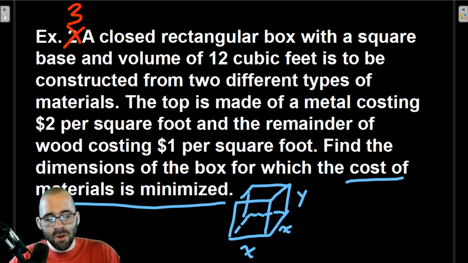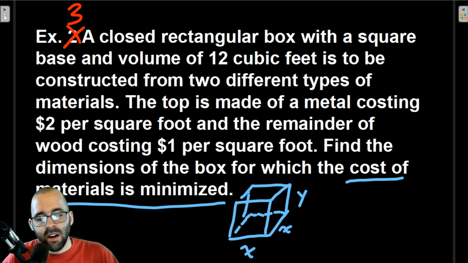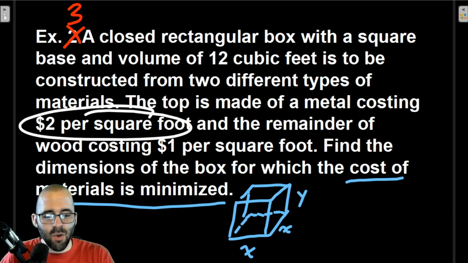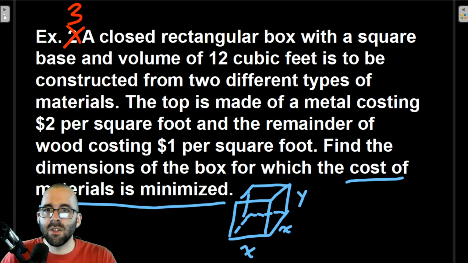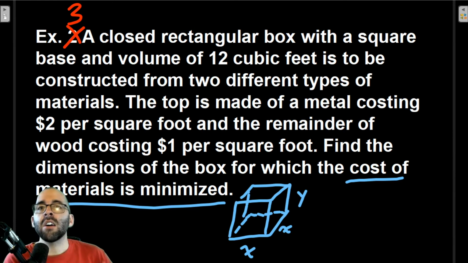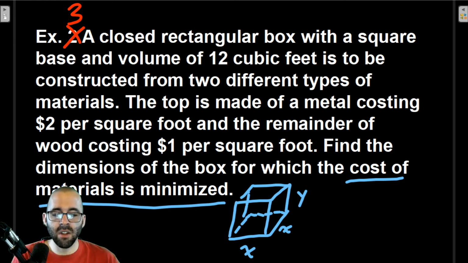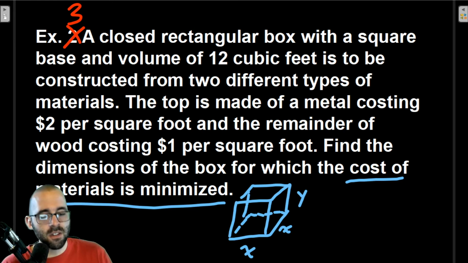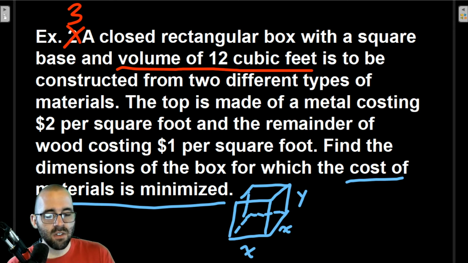So a couple things might jump up as requirements. We have cost. Oh, wait. Cost can't be a requirement, right? Cost is cost. We've already talked about cost. Cost is our objective function, so let's ignore the cost. What's our other requirement for this box? The other requirement for this box is a volume of 12 cubic feet.